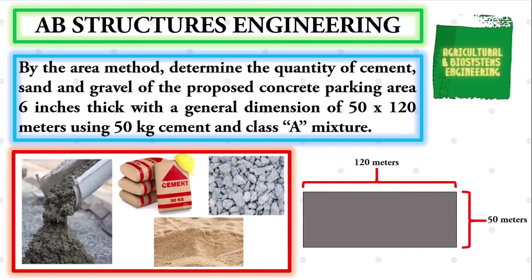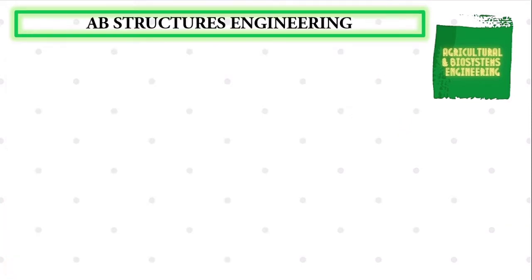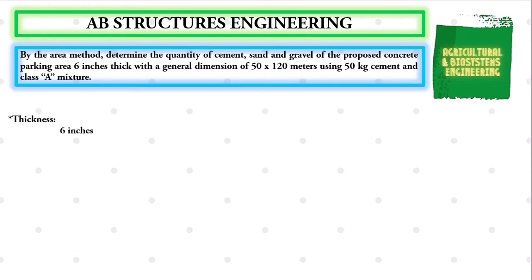In the area method, the quantity of cement, sand and gravel per square meter are easily determined depending upon the required thickness of the slab. In our given problem, we have the thickness of 6 inches. However, we have to convert it to centimeters using the conversion factor. 1 inch is equal to 2.54 centimeters. We simply convert and we have a thickness of 15.24 centimeters.